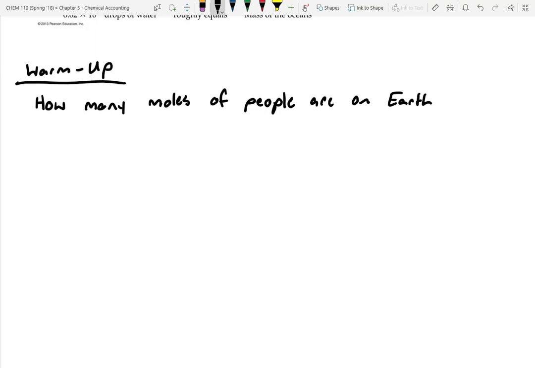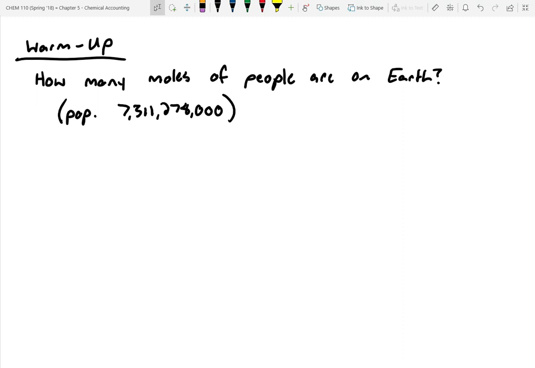Does anybody know the rough population of Earth? About 7 billion. I looked it up. This is probably out of date, but we're just going to throw it out here. 7,311,278,000 is the current population. So now we need to convert that population to moles. So I'll give you a minute to work on this. All right, let's see a show of thumbs. Who thinks they got it? A few people. All right.